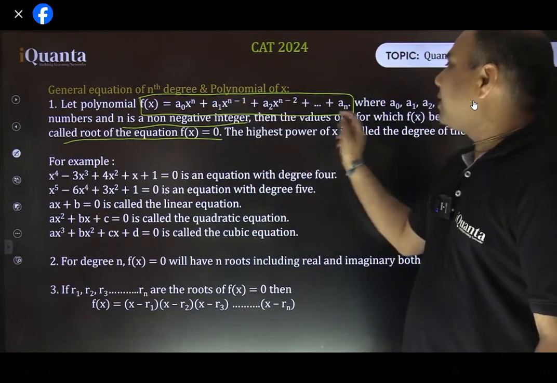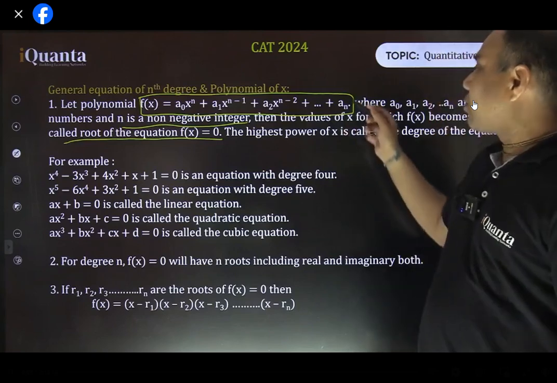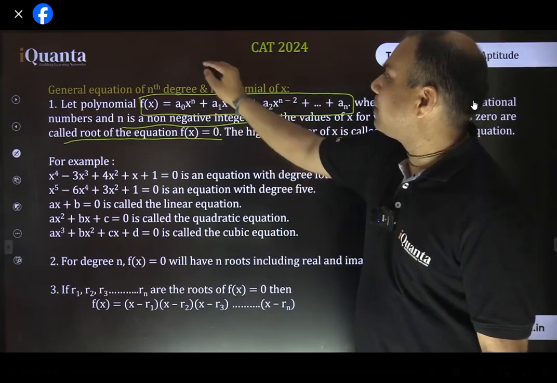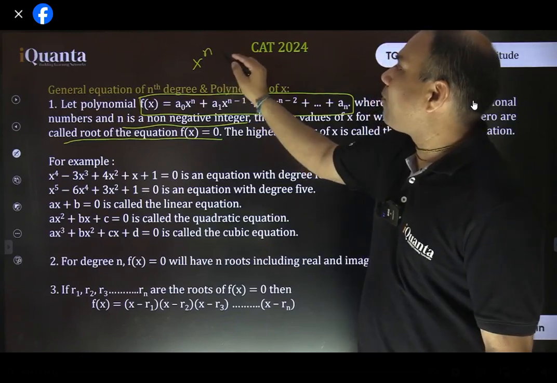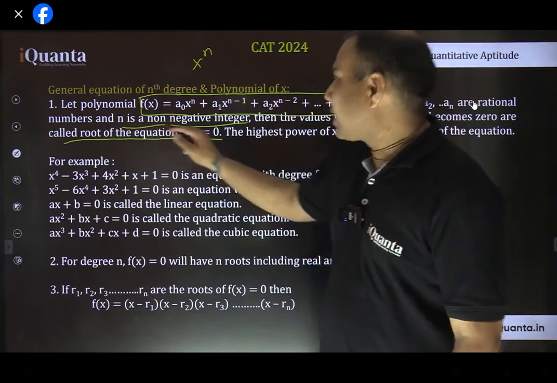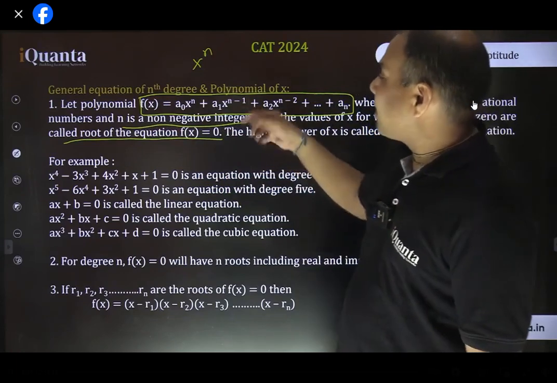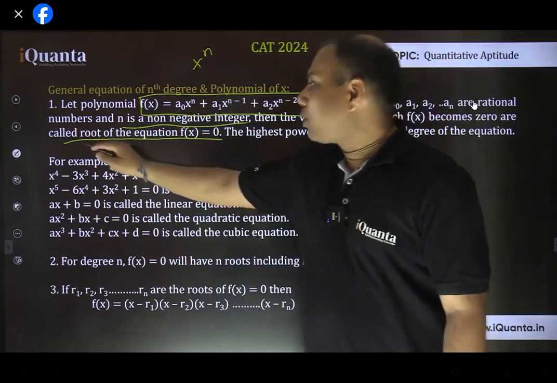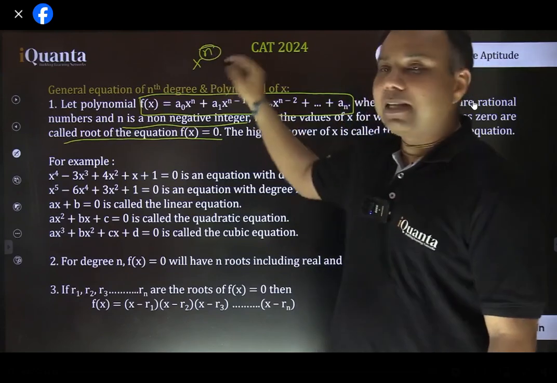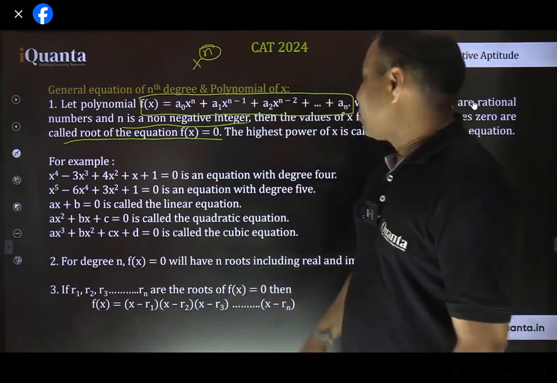On each term we can see different powers of x, right? Here, this is a constant term, x power 0 is there. Then x power 1, x power 2 and so on. So the highest power of x here is n. This power n must be a non-negative integer or a whole number, right? Different values of x which make this equal to 0 are called roots of the equation. And how many roots will be there? That is determined by this n. So if the degree is n, then there will be n roots. Fine. So let's take some examples.